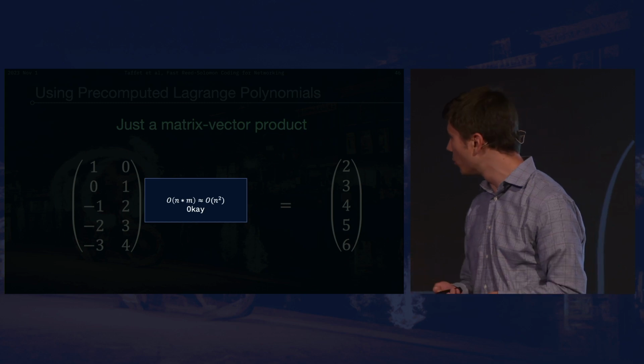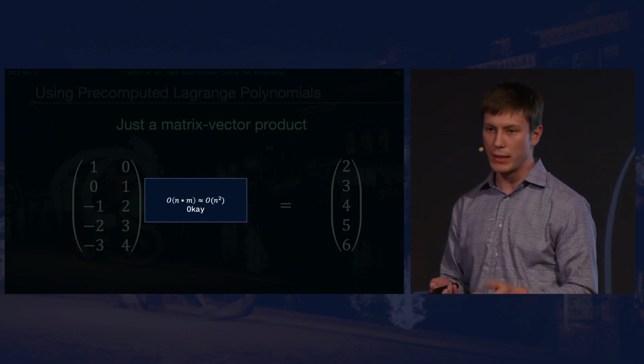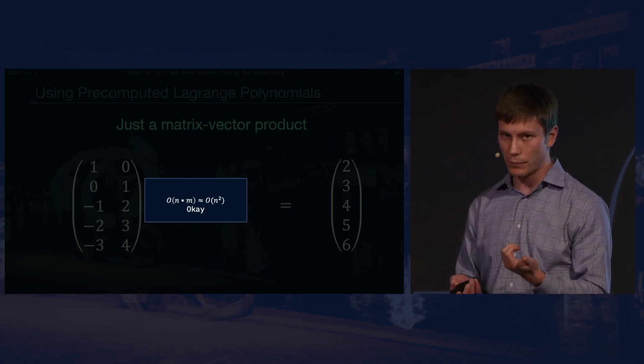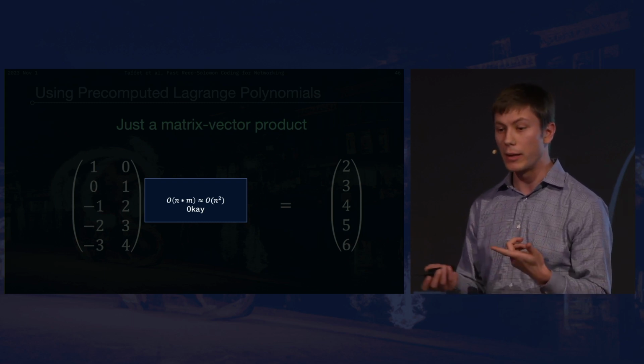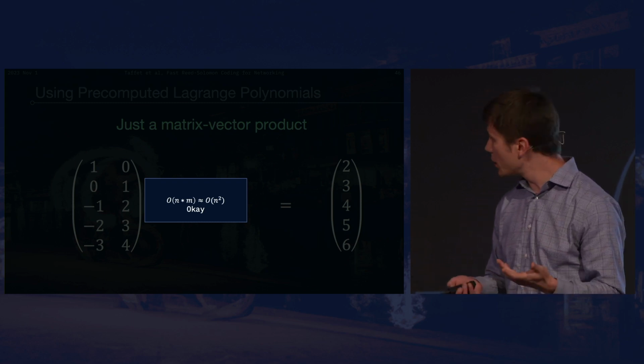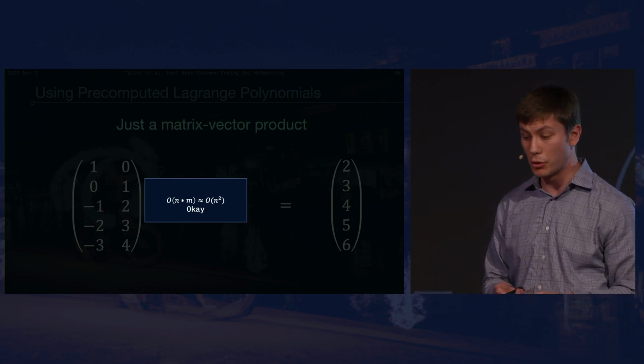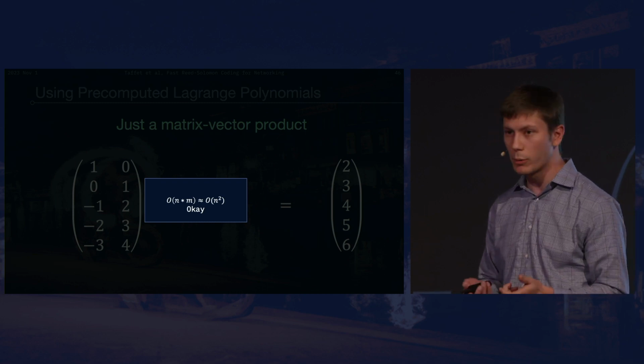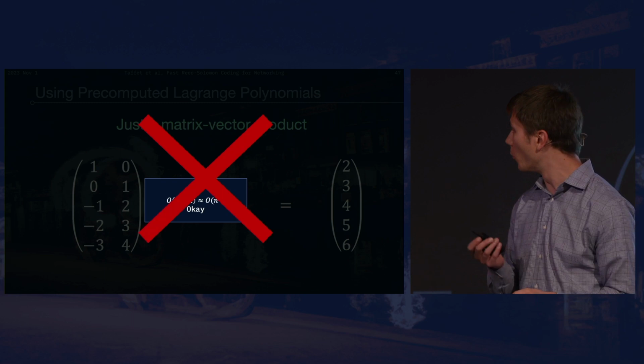Okay, so how does this do? Well, it's O of n times m, where n is the number of data points and m is the number of parity points. And it's okay. It's a lot better than O of n cubed. So we're making progress. But is this where we want to stop? Well, no. We can go faster.